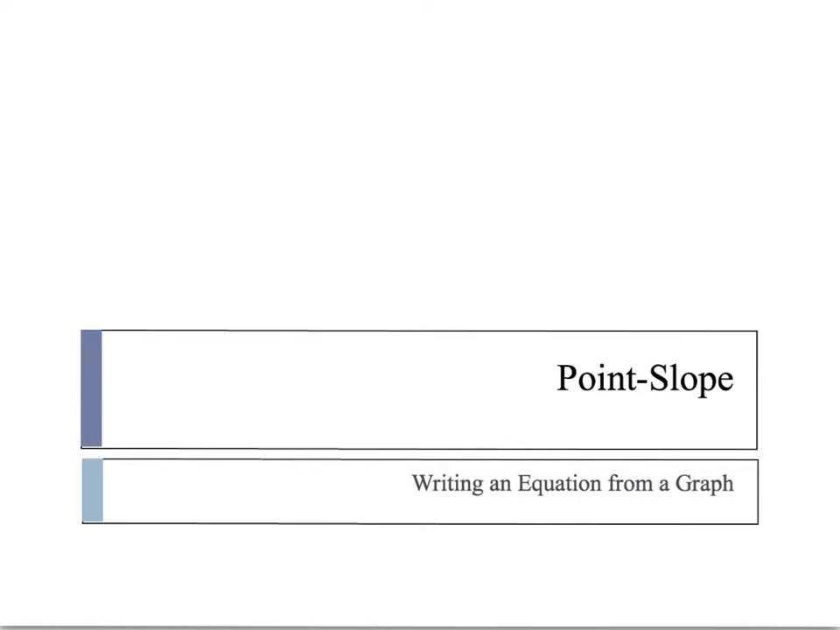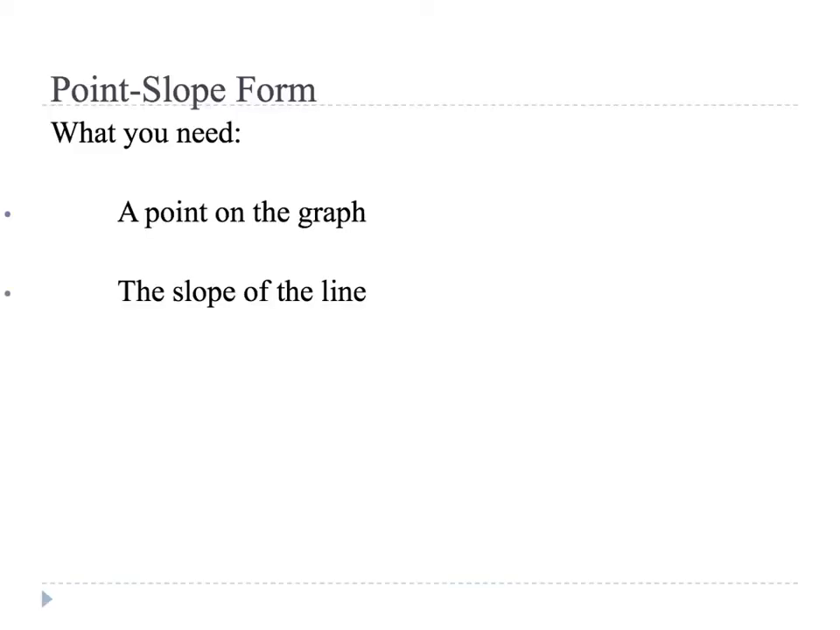Hi guys, today's lecture is going to continue on with point slope form of a line. Today we're going to be writing an equation from a graph. So we're going to be writing the equation for point slope form. Two things we need to write an equation in point slope form are a point on the graph, so we need a point on the line, and we need the slope of the line.